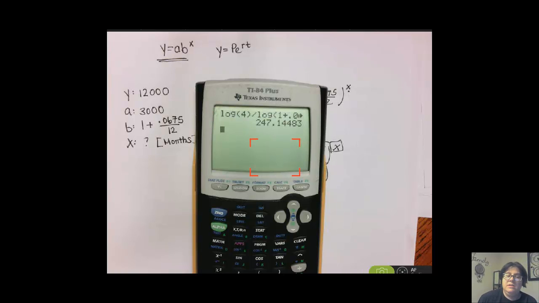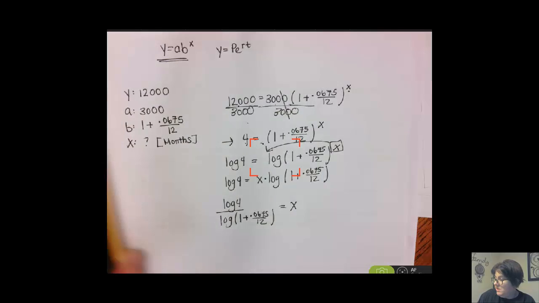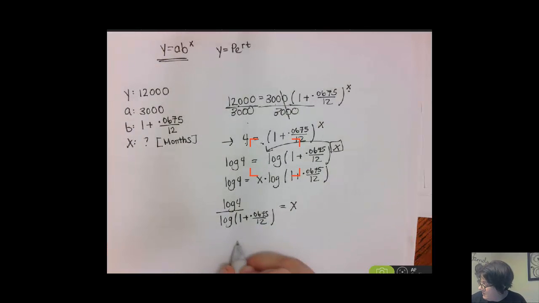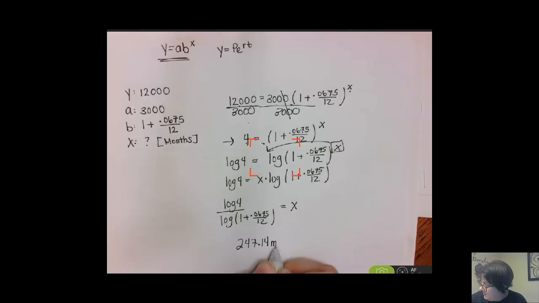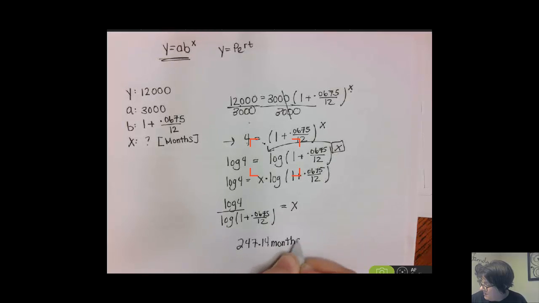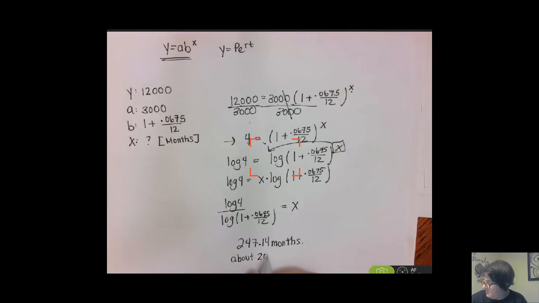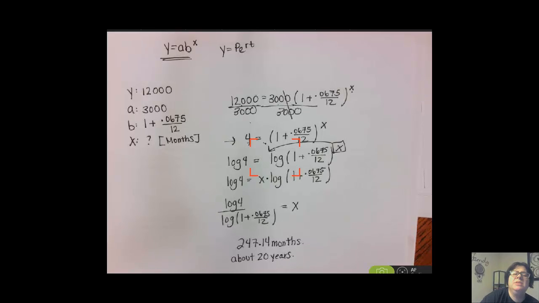All right, there you go, 247 months. Divided by 12 to make it about 20 years. Now, again, I'm fine with months on the test. You just have to label it. So that's months.